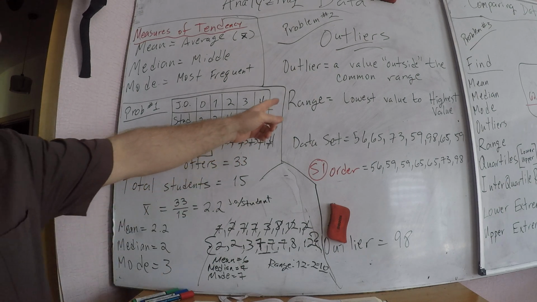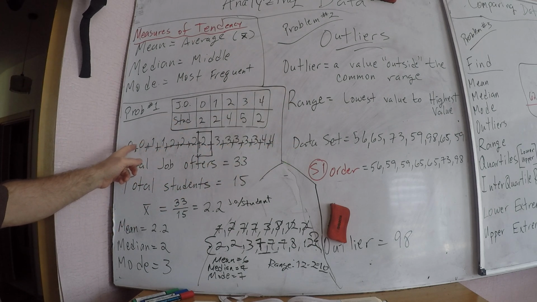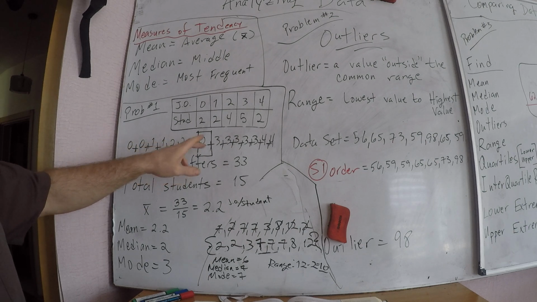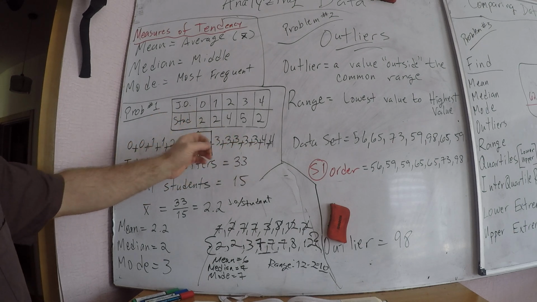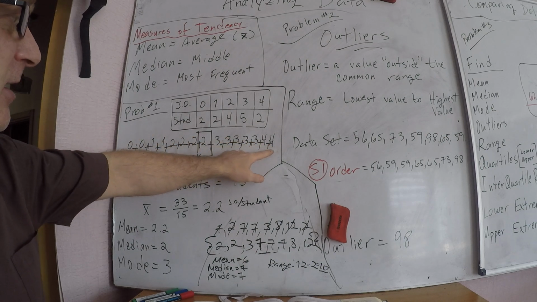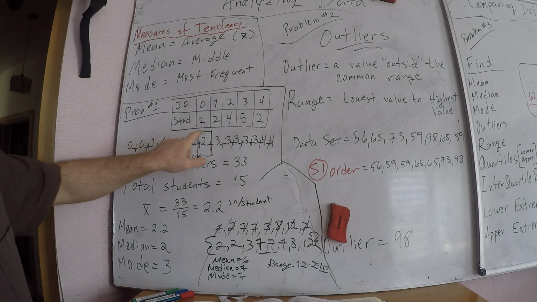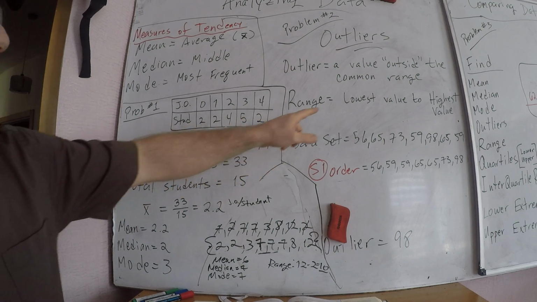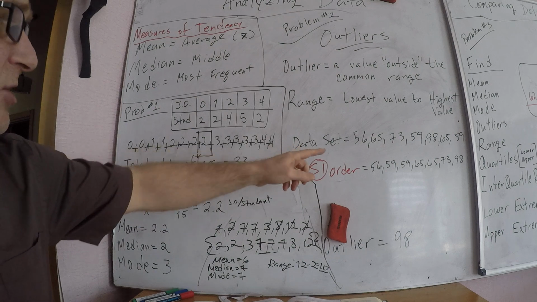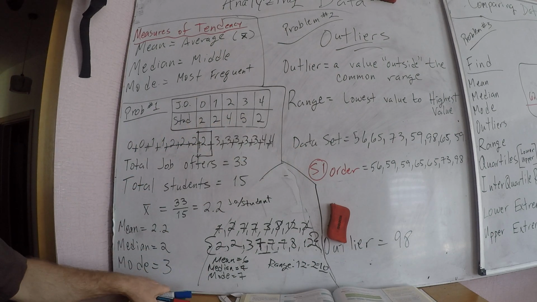We can find the range or an outlier. Is there an outlier here? Definitely not. 0s to 1s to 2s to 3s to 4s. There's no outlier. The range is 4 minus 0, the greatest, the upper extreme, minus the lowest, the lower extreme. So 4 minus 0 is 4. So our range would be 4. Lowest value to highest value. This is our data set. Okay, next question.